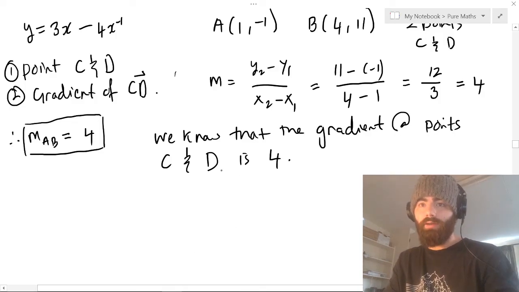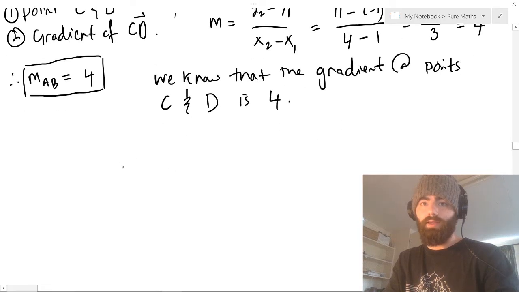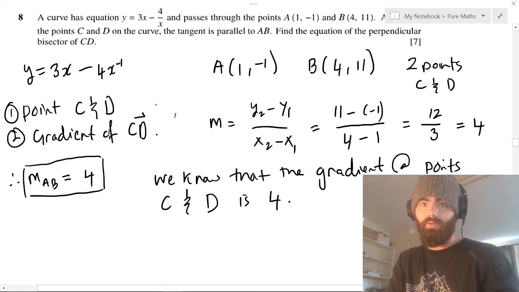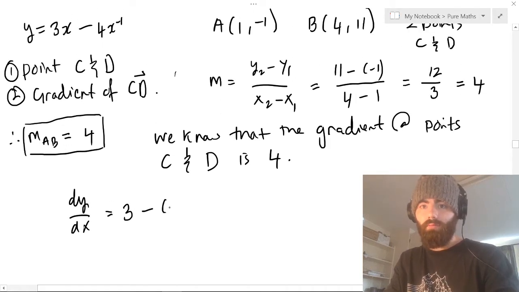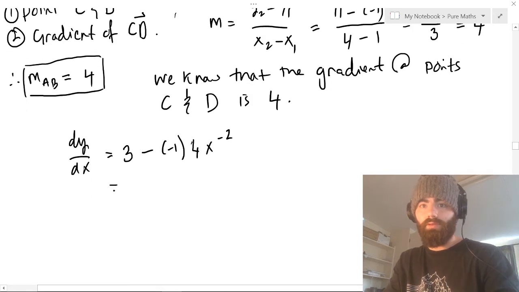And how do we find the gradients at C and D? Well, we can just find the derivative of this curve, because they lie on the curve. So we have dy by dx equals, well, 3 minus, times down by the power, minus 1, go down a power, which is 4x to the negative 2. So this gives us 3 plus 4 over x squared.